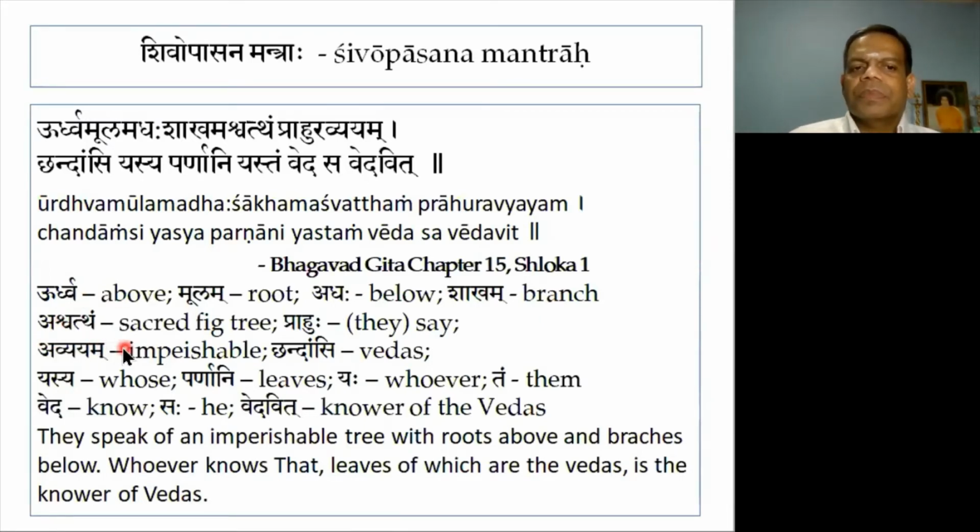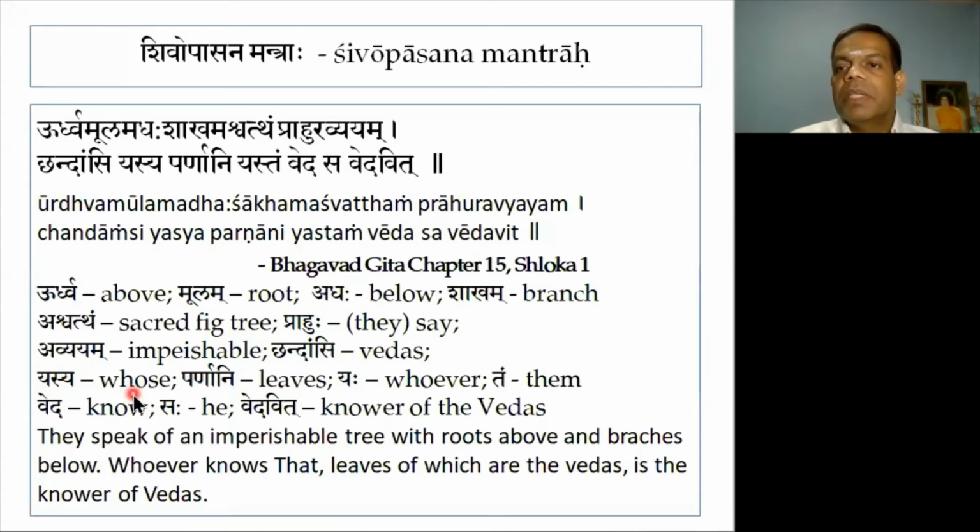Ashwattam. There are two, three meanings given. We can just call it sacred victory. Some people think it is the banyan tree. Swami has called it banyan tree. But some people call it the Bo tree, the tree under which Lord Buddha attained Nirvana. That's also called Ashwattha because it always shakes. Prahuhu, they say.